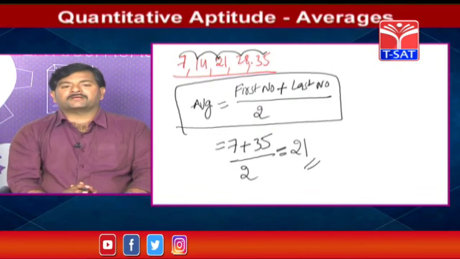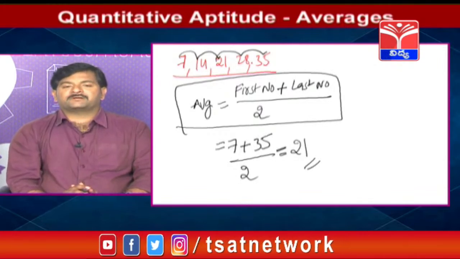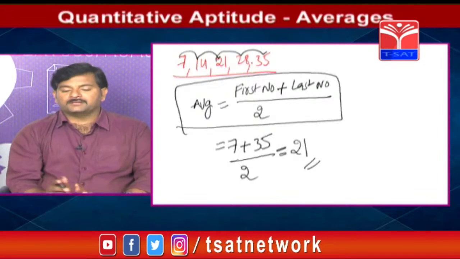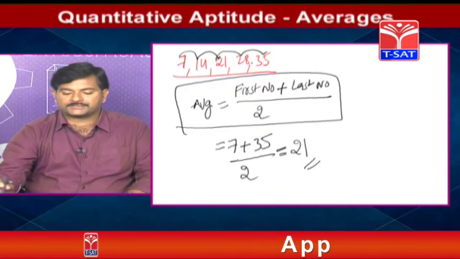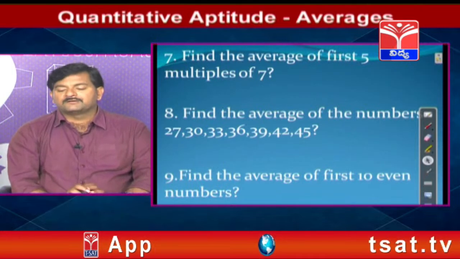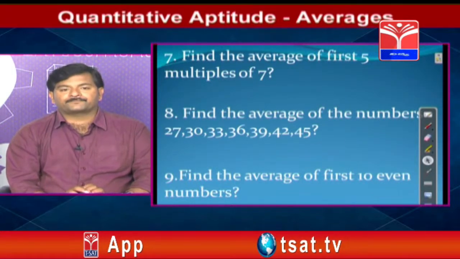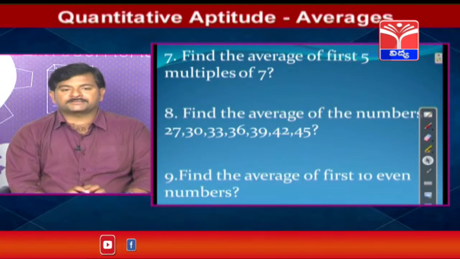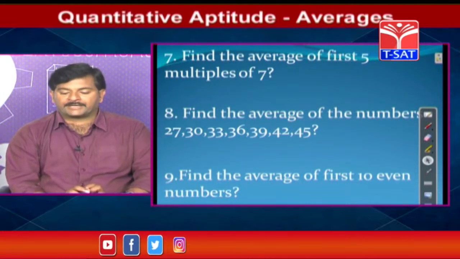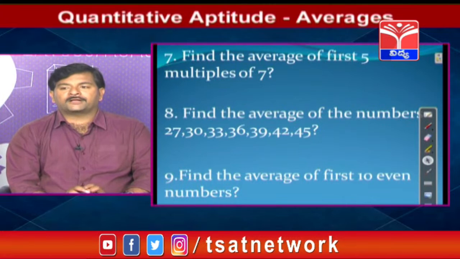Yes. That's why average equals first number plus last number by 2. Okay. Right. Now we'll move on to the next question. Question number 8. Find the average of the numbers 27, 30, 33, 36, 39, 42 and 45.